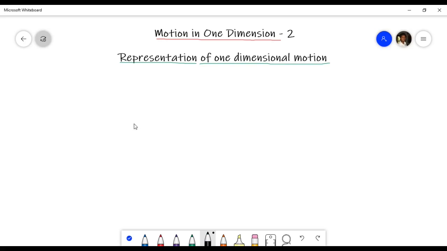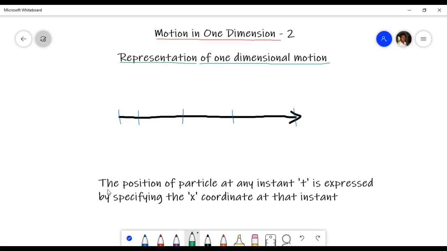The path of one-dimensional motion can be represented by a straight line parallel to the x-axis if the x-axis is taken in the direction of motion. Each point that I am marking here, that you can see on the screen, each point on the straight line represents the position of a particle at different instants. So the position of the particle at any instant t is expressed by specifying the x coordinate at that instant.